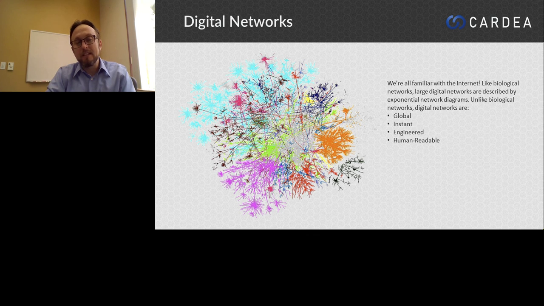Despite the big differences, the structures of these networks, biological networks and digital networks, are similar. They're both exponential scaled networks with some order within them.